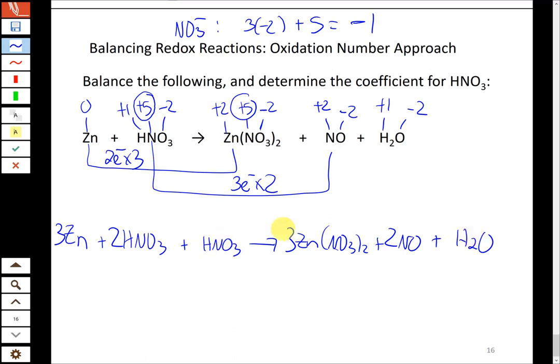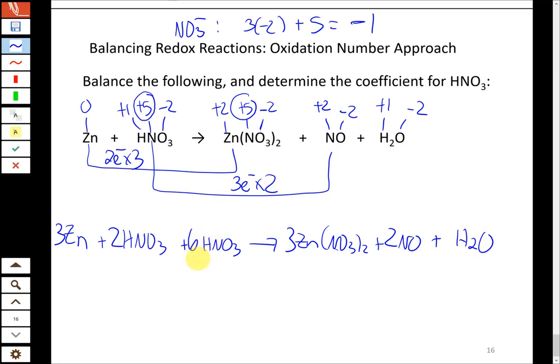So right now on the product side, because all the coefficients are set for the 2 products that have nitrogen in them, we have 2 times 3 is 6, plus 2 is 8 nitrogens. So 2 of them come from here. That means we need 6 more HNO3s to balance out the nitrogen on the right side. Or another way to think of that is we have 6 nitrate counterions here with zinc nitrate, and those 6 nitrates came from our 6 HNO3s on the reactant side, so we have to add 6 more there.